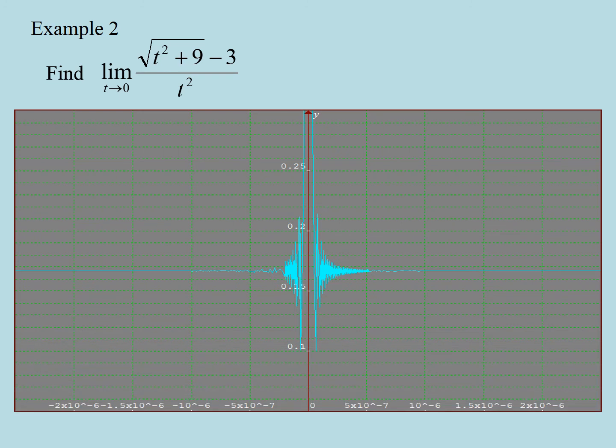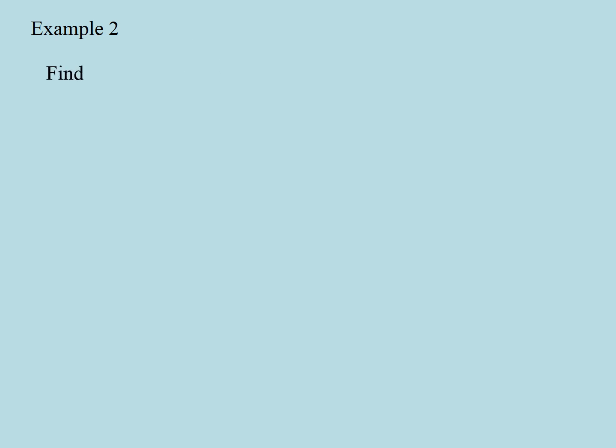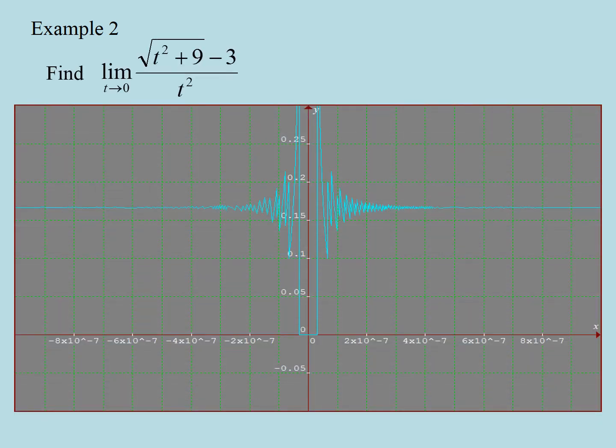Zooming in didn't really help, did it? That doesn't clear it up. Well, let's zoom in one more time and see if we can determine anything. Again, it appears that as x approaches 0 from the right side, we're approaching 0, and as x approaches 0 from the left, we're approaching 0. However, if we looked at this numerically, we would see that this is not approaching 0. It's actually approaching, I believe, 1/6.